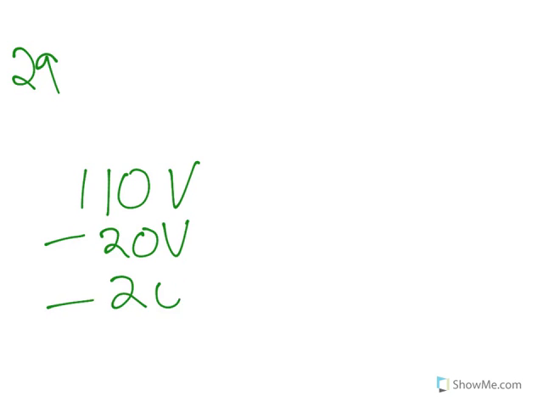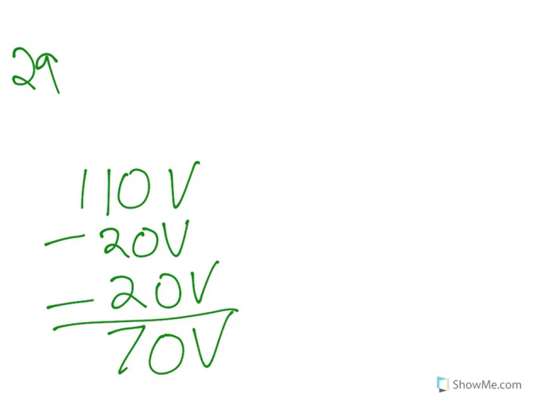29. In the circuit diagram shown, which is the correct reading for the second voltmeter? Alright, so we know there's 110 volts total. We know that we've used 20 volts and we've used another 20 volts. So that leaves us with 70 volts, and that's the answer, 70 volts. Alright, number 30. A 5 ohm and 10 ohm resistor are connected in series. The current in the 5 ohm resistor is 2 amperes. The current in the 10 ohm resistor is also 2 amperes because they all get the same current.